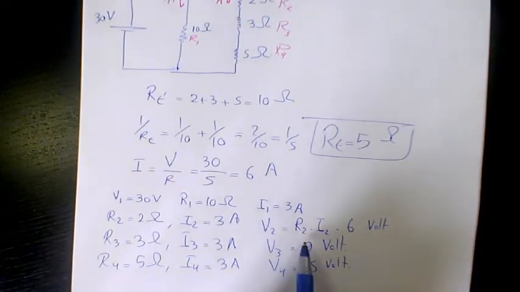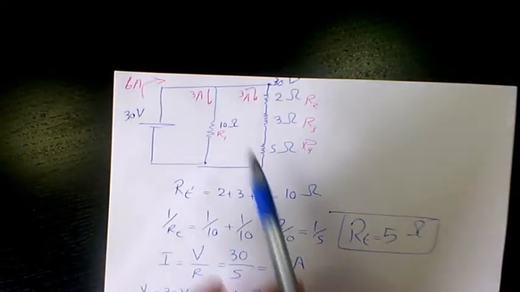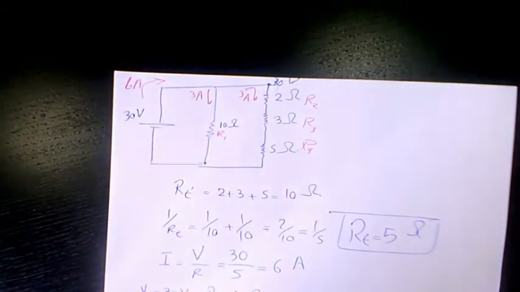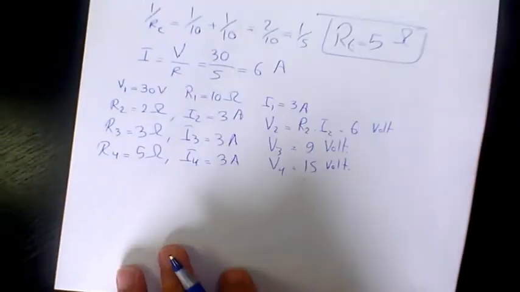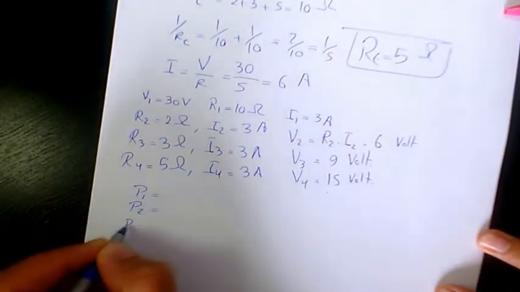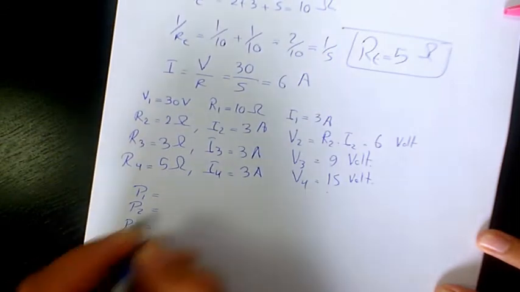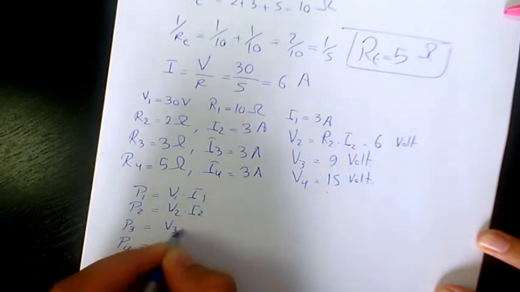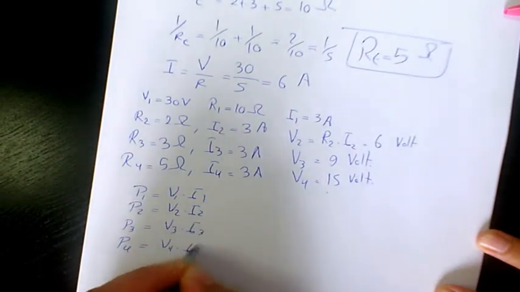So if you add them, you have 6 plus 9 is 15, plus 15 is going to be 30, which makes sense because we said here we have 15 volt, 15 volts because they are in parallel. Now let's find out the power for each resistance. Let's find out P1, P2, P3, and P4. It's going to be V1 I1, V2 I2, V3 I3, V4 I4.